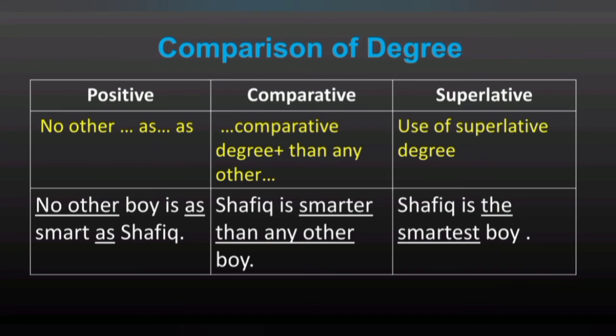Transformation of sentence according to meaning also includes comparison of degree. There are 3 types of degrees: positive, comparative and superlative.